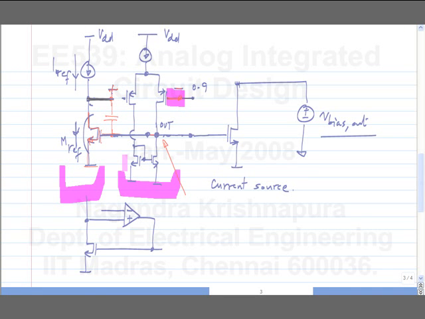So let's say I didn't want to bother with compensating this, but I still need this quiescent voltage to be the same as 0.9 volts. But I don't want to go to this two-stage op-amp scenario and compensate it and so on. What can I do?